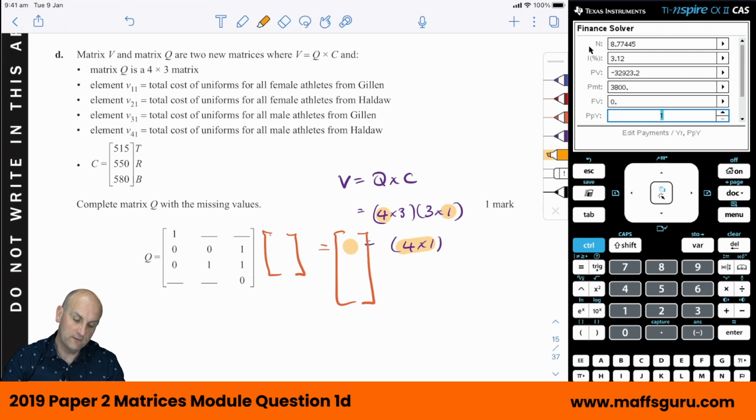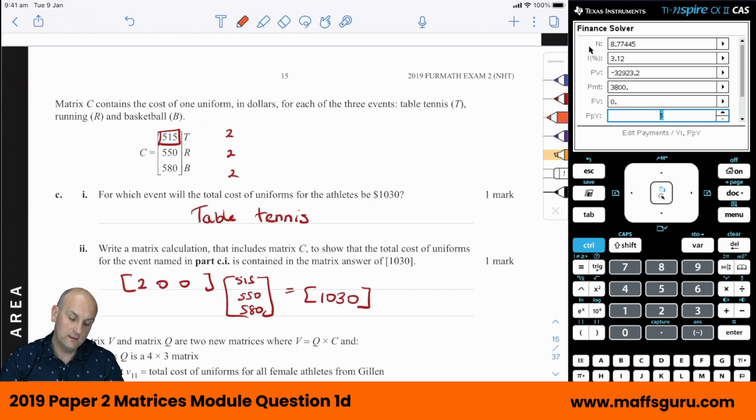Each of these values stands for something. So V11 is females from Gillen, then females from Haldor, males from Gillen, and males from Haldor. So that must mean that each of these columns here stands for the same thing, because when I multiply a row by a column, it's going to give me each of the individual things. So the first row here must stand for the female athletes from Gillen who are doing each of the sports. Then females from Haldor, males from Gillen, and males from Haldor. We also have to make sure that we've got table tennis, running, and basketball. So how many females were doing table tennis?